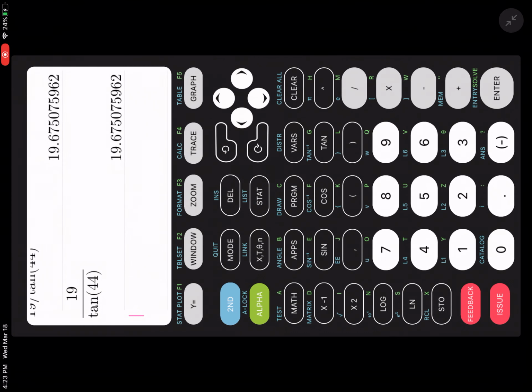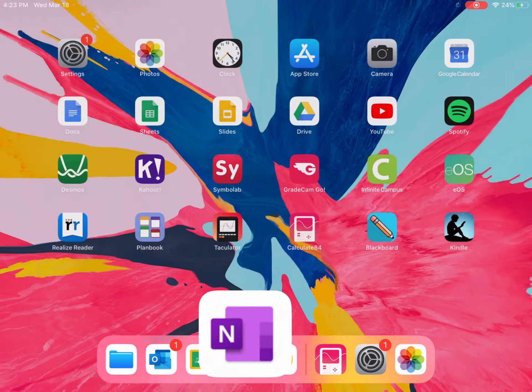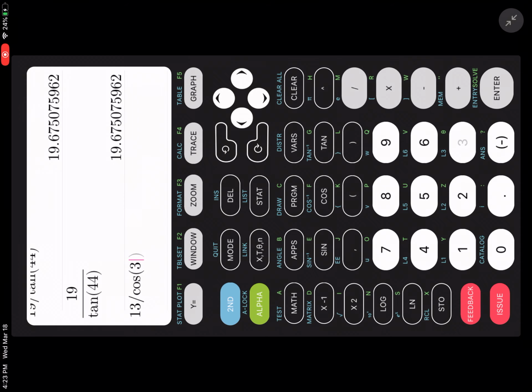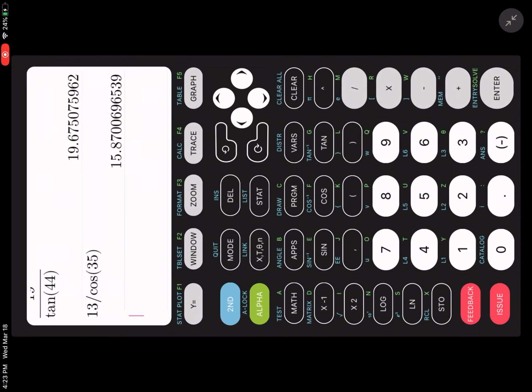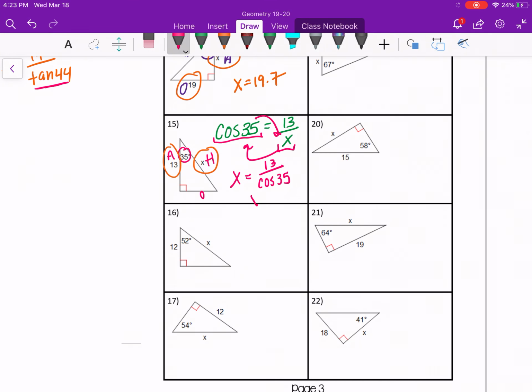So I head over here and I say 13 divided by cosine of, I forgot the angle, going back to check, 35, sorry guys, and hit enter, and we'll call that 15.9 for rounding's sake. x equals 15.9.